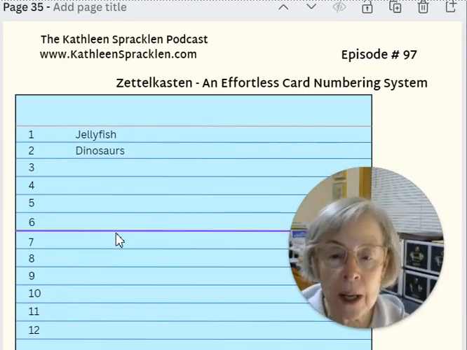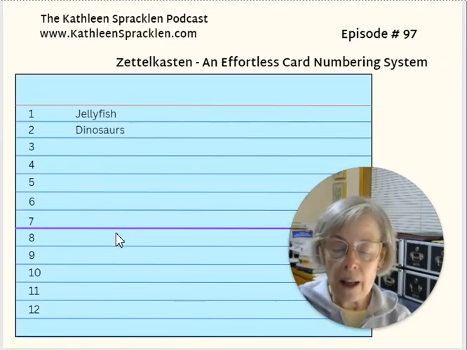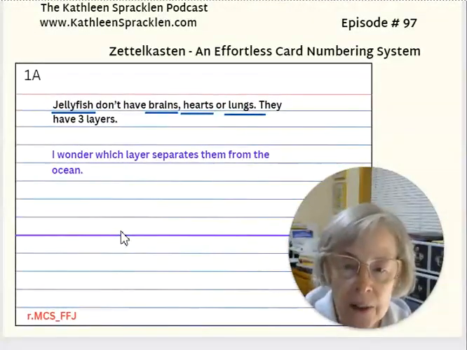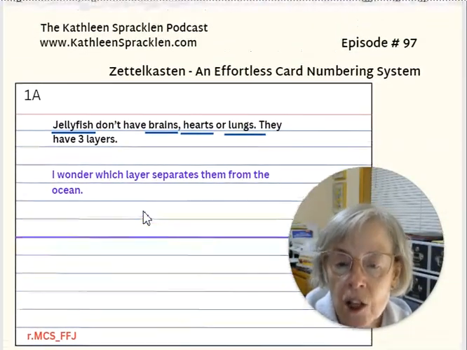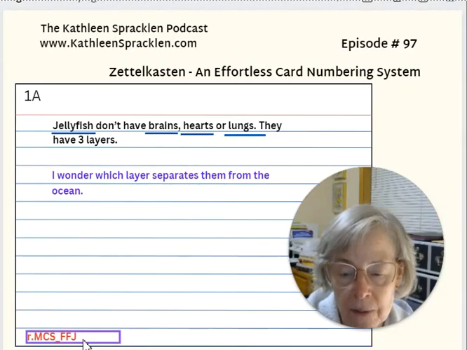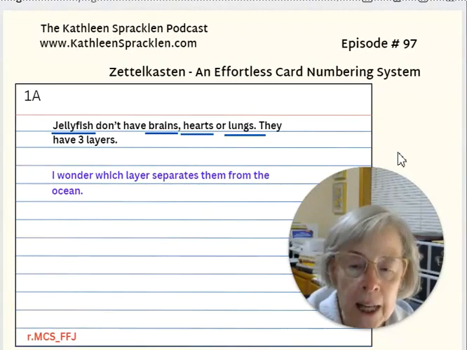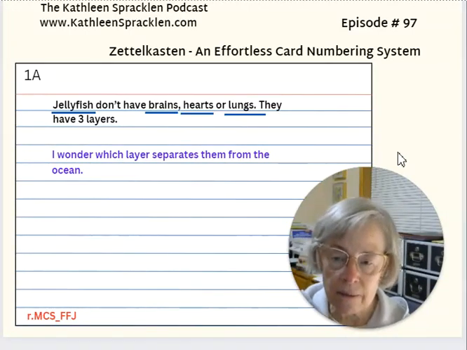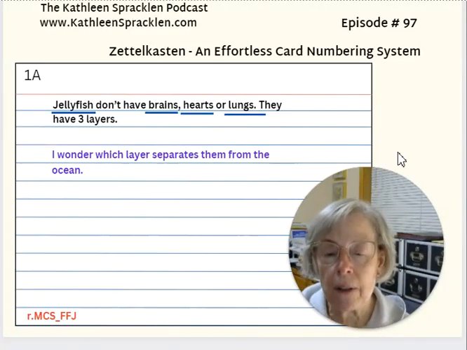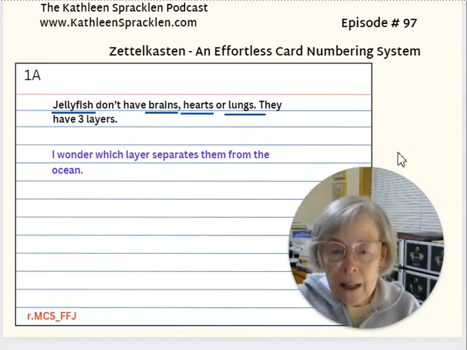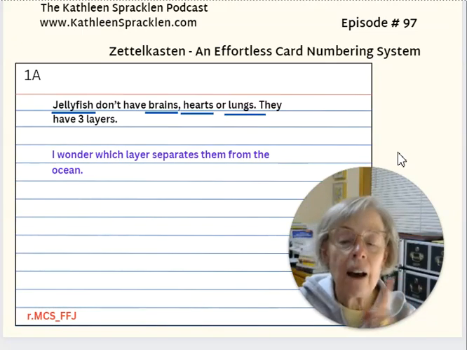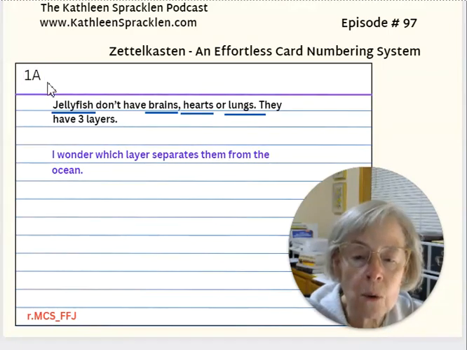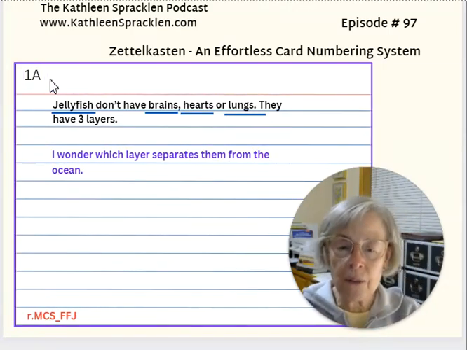But now let's go further, because we're not going to just have one card in our Zettelkasten. The Zettelkasten is going to grow. So let's take a look at the next card. The next card is jellyfish. Again, this is from the Fun Facts About Jellyfish website. Jellyfish don't have brains, hearts, or lungs. They have 3 layers. Well, same or different? Well, it's the same topic as the first card on jellyfish. Okay, it's the same topic. So that means the number grows. It goes under the first topic.